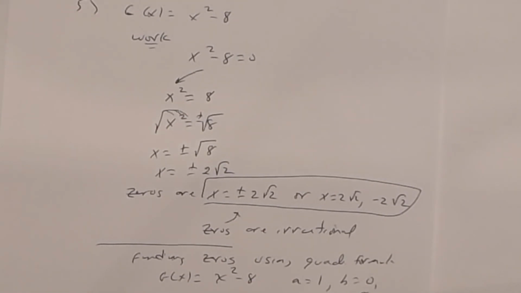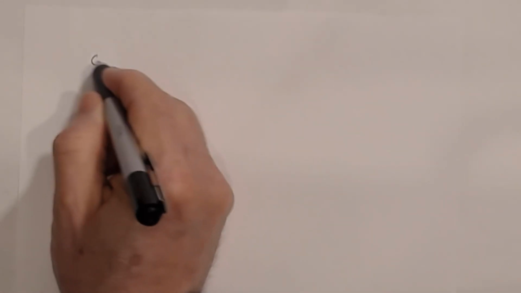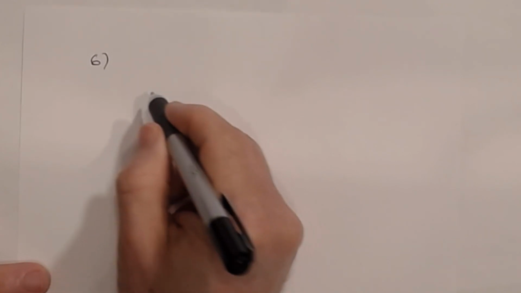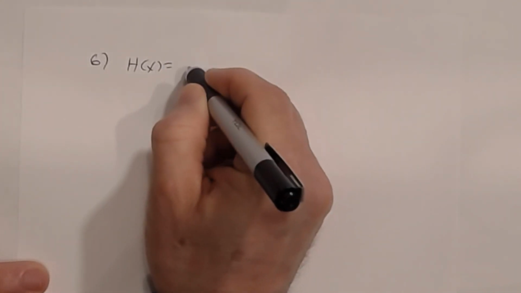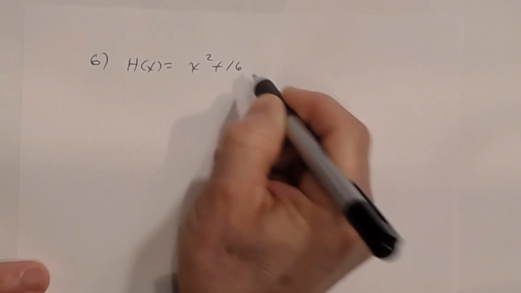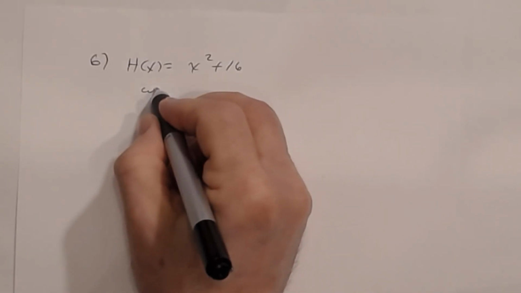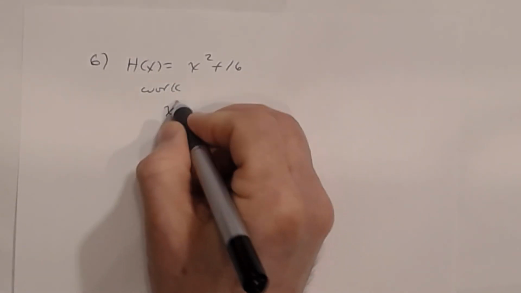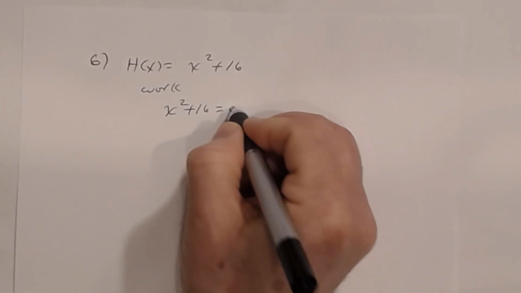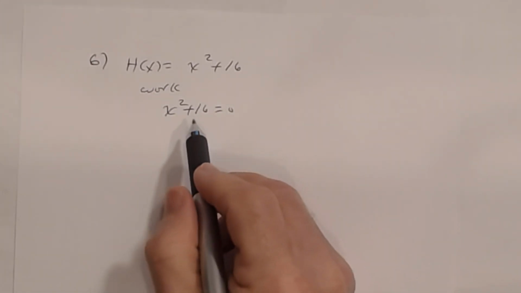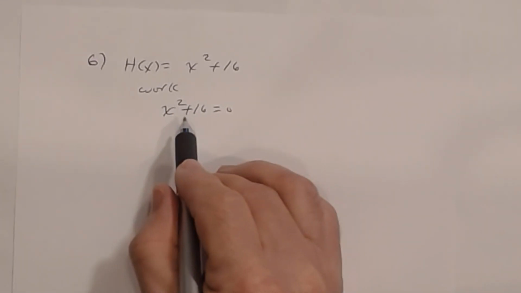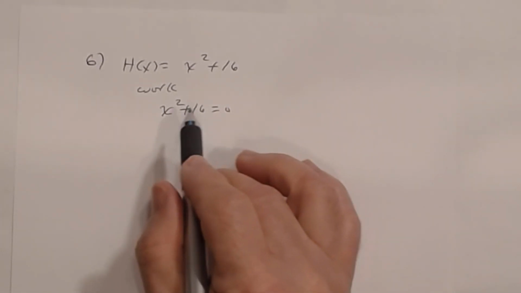Okay, now number 6. So in number 6, we have this problem. Number 6 was the last one on our worksheet. So we have h of x is equal to x squared plus 16. All right, so we're going to find the zeros. And when I find the zeros, I'm going to set this function equal to 0 to find the zeros. And so notice here, though, that this is the sum of two squares. This is not factorable over the rational numbers.